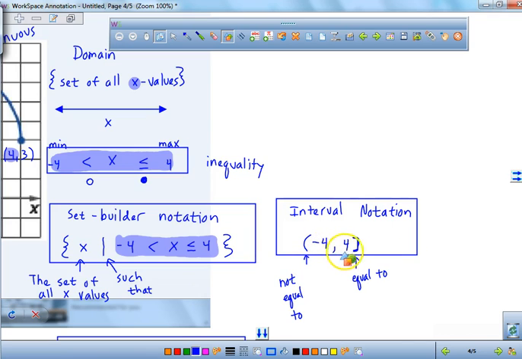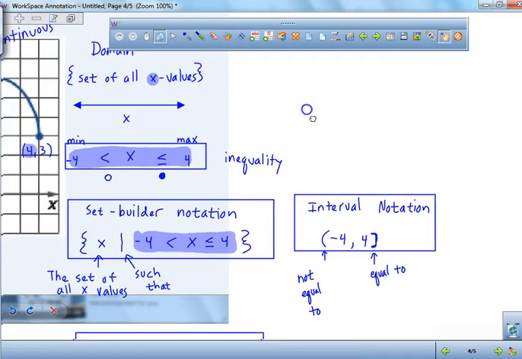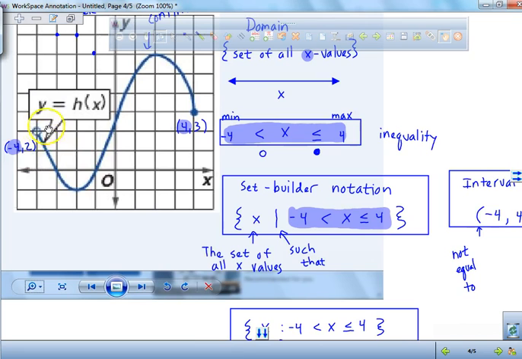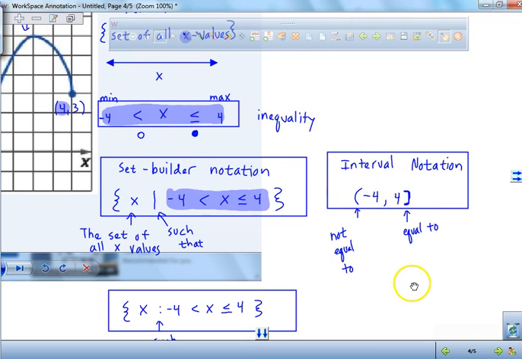And so there's your domain in interval notation. It goes from negative 4 to positive 4. You can see right over here, it goes from negative 4, but it's not including the number, and it goes to positive 4, and it is including the number. And there's your interval notation for the domain.